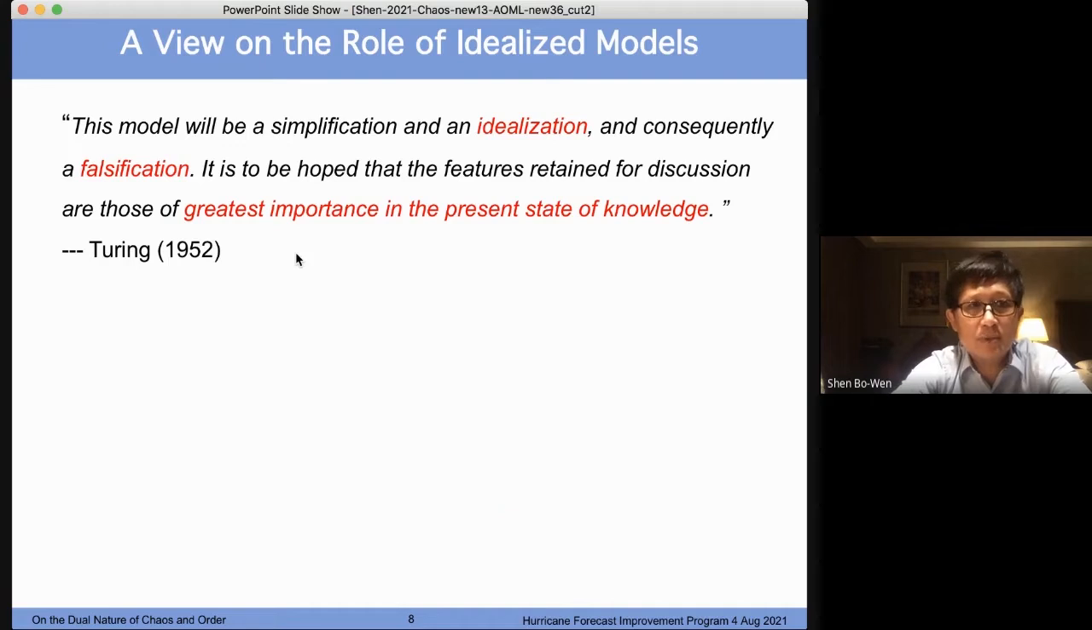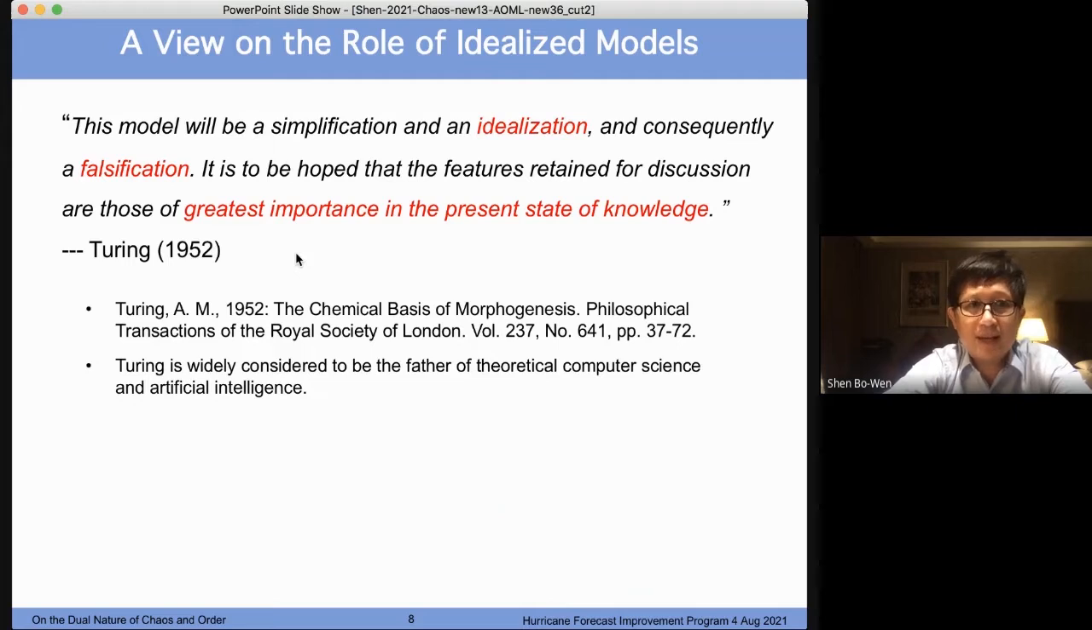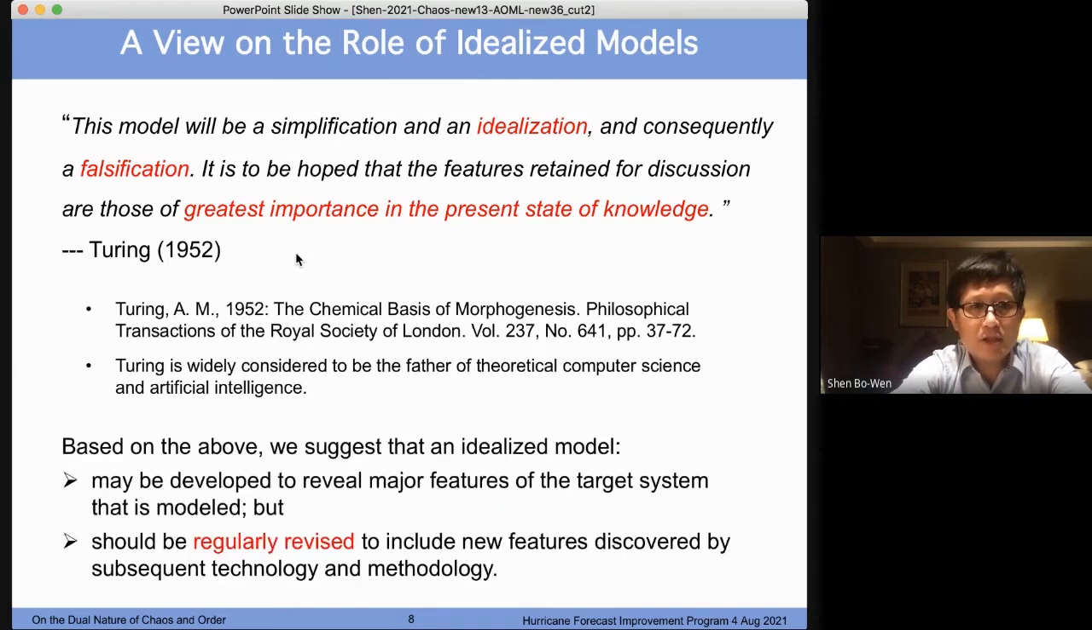Before I discuss those models, I'd like to provide the following quote as my personal view on the role of idealized models. This quote states, "This model will be a simplification and an idealization, and consequently a falsification. It is to be hoped that the features retained are those of greatest importance in the present state of knowledge." The above quote is from Turing's paper published in 1952. Turing is well recognized as the father of theoretical computer science and artificial intelligence. Based on the above, we suggest that an idealized model may be developed to reveal major features of a target system. However, such a model should be regularly revised to include new features.